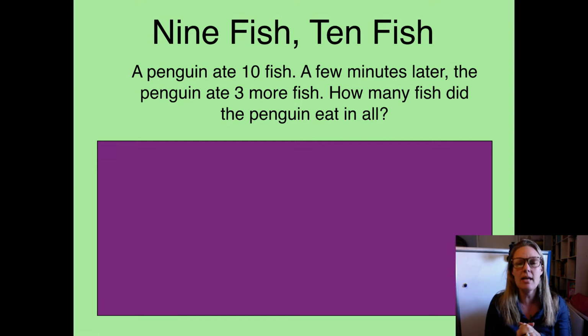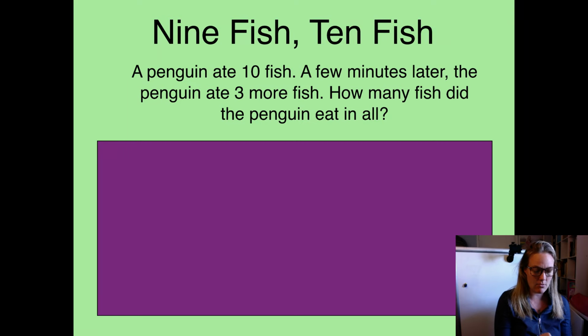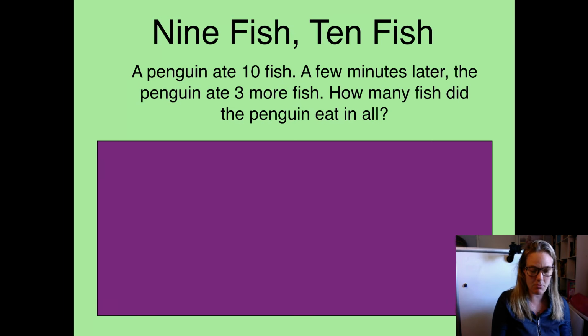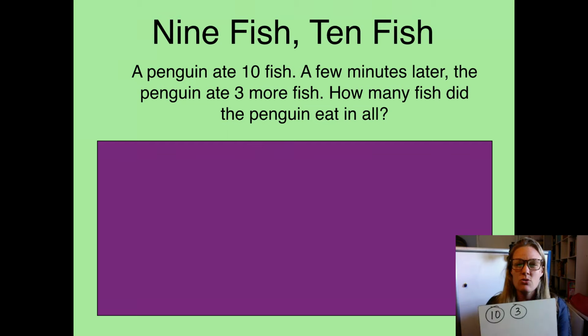A penguin ate 10 fish. So 10, do you think that's going to be important? I do. So I'm going to go ahead and write 10 on my board right here. I'm going to circle it for now. A few minutes later, the penguin ate 3 more fish. So he ate 3 more fish. Is that going to be an important number? Yes. So those are our 2 important numbers.